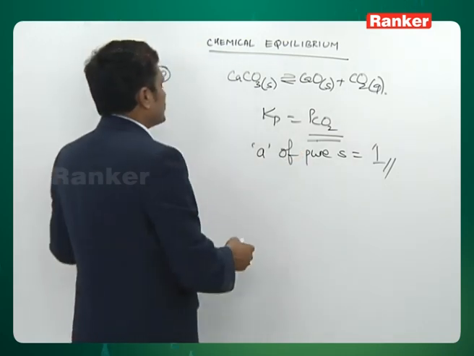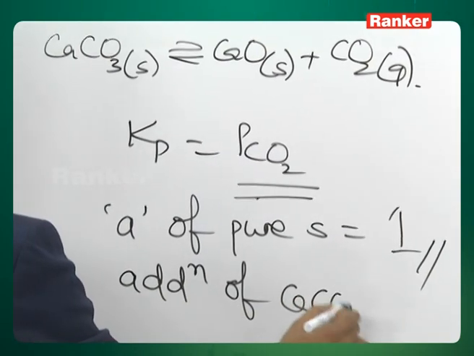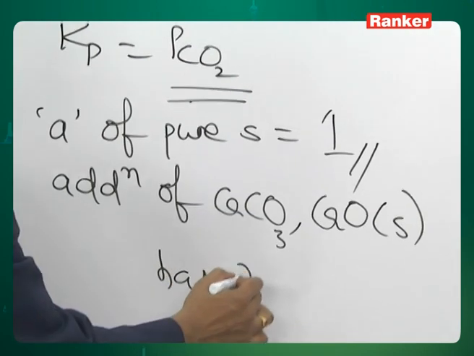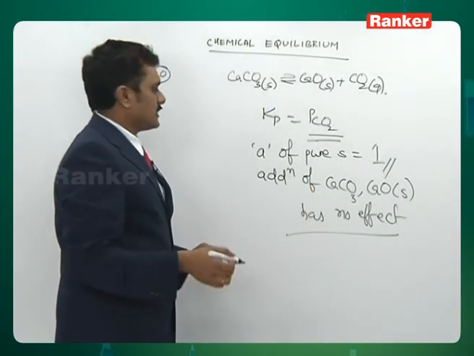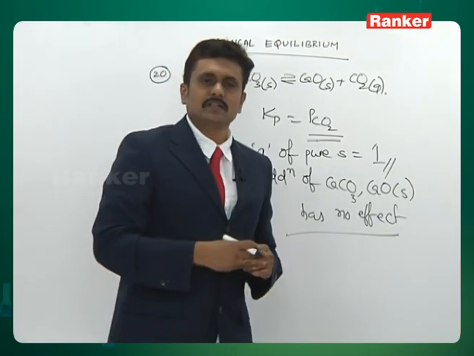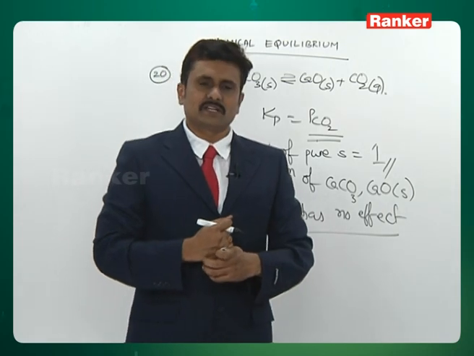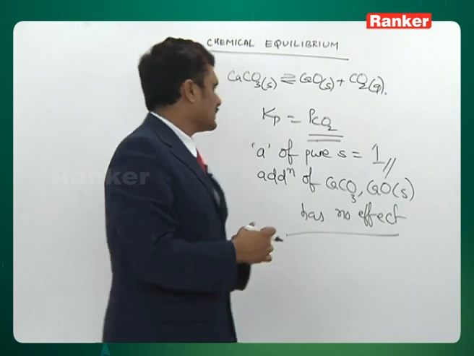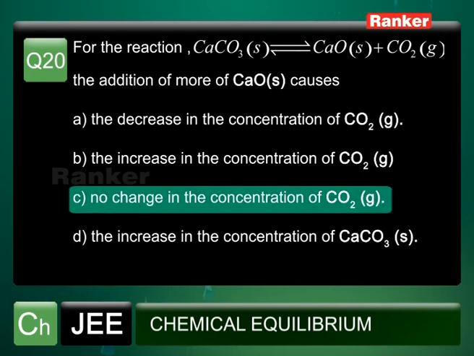we can say here the addition of calcium carbonate or calcium oxide, which happen to be pure solids, has no effect on the equilibrium. Not only this, any pure solid or liquid when being added, there won't be any effect on the equilibrium, hence there won't be any effect on the concentration of CO2 as well. So the correct answer for this question is option C, that it has no effect on the equilibrium.